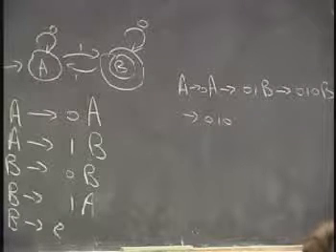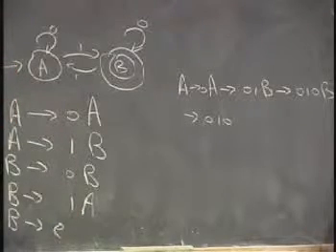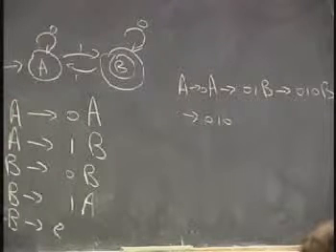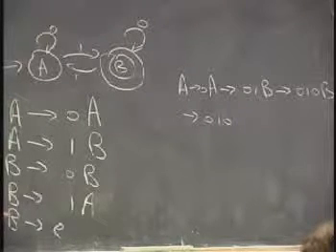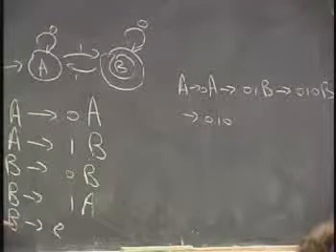What are the transitions called? The mappings? Productions. Ah, yeah. Productions. All right, so this is called a linear grammar. Here's a definition of a linear grammar. It's got a single capital letter on the left of every production.